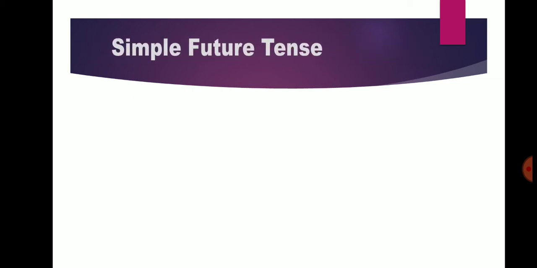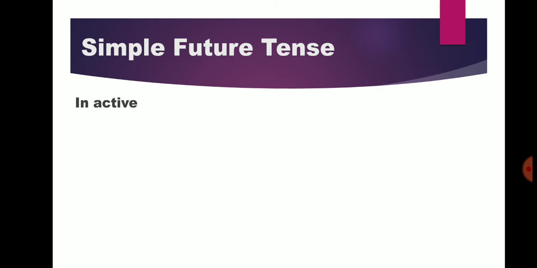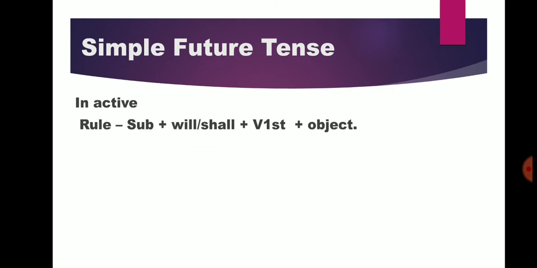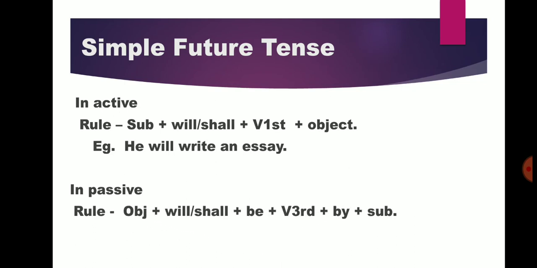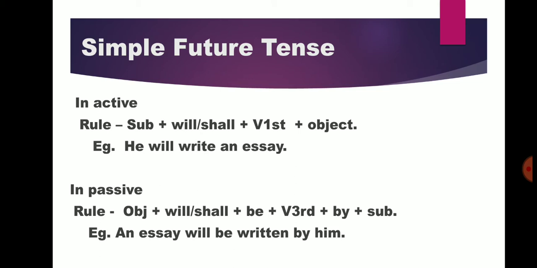Next is simple future tense. In active, the rule is subject plus will/shall plus verb first form plus object. Example: he will write an essay. And when we change it into passive, the rule is object plus will/shall plus be plus verb third form plus by plus subject. Example: an essay will be written by him.